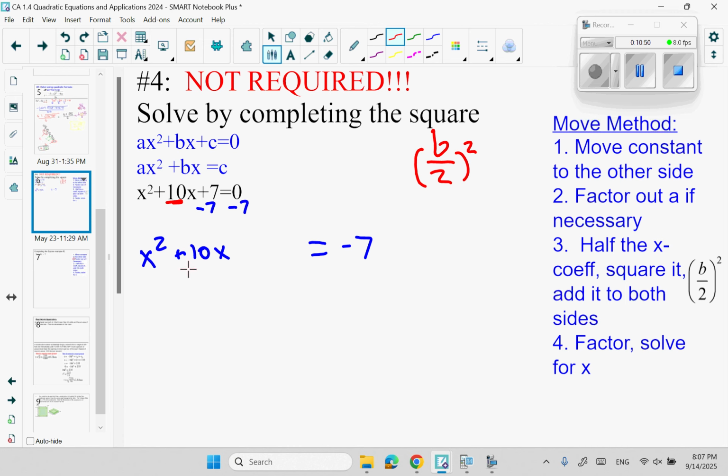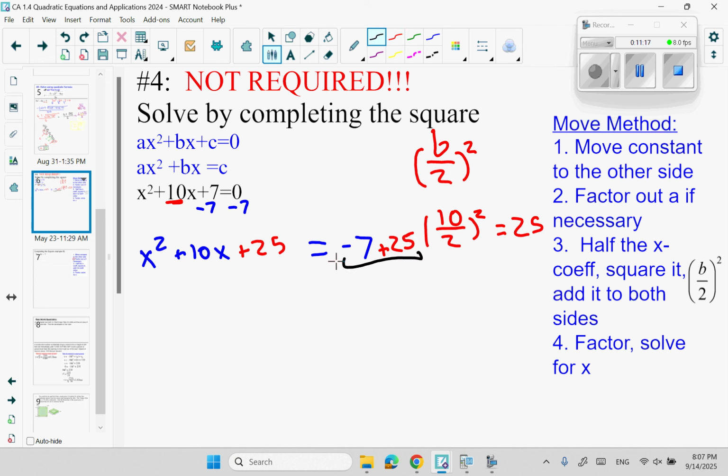Here, let's identify our b term as 10. So we're going to do 10 divided by 2 quantity squared. 10 divided by 2 would be 5. 5 squared is 25. So I'm going to add 25 to the left-hand side. Well, if I do something to one side of an equal sign, you have to do it to both to maintain equality. So I'm going to add 25 right here as well.